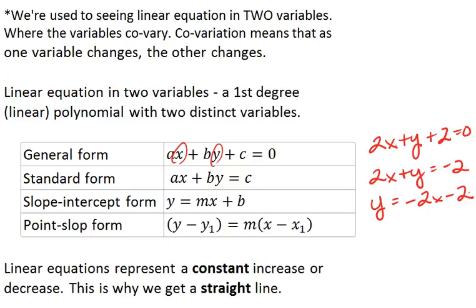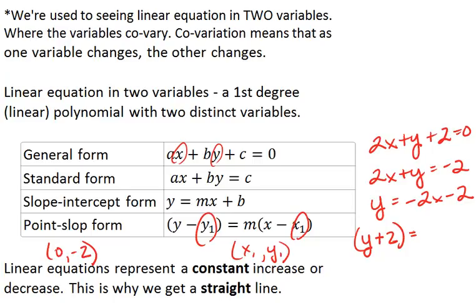And in point-slope form, we need to know an ordered pair on our graph. So 1 point, and those become our x1, y1 terms. For this equation, we do have the ordered pair of 0, -2. So we write y minus -2, which is plus 2, equals our slope, which is in fact -2, times x minus 0, which is just x. Y plus 2 equals -2x.